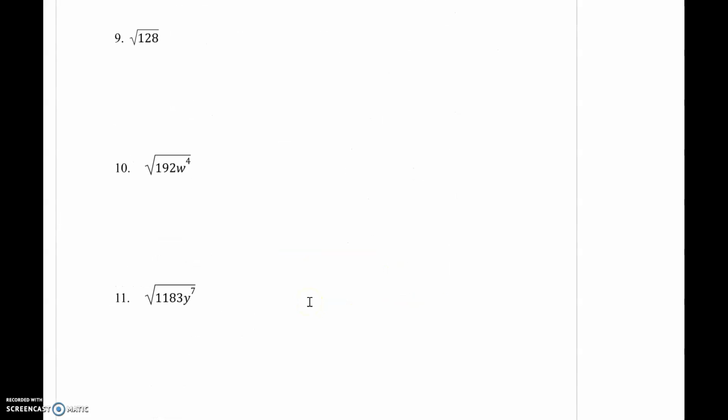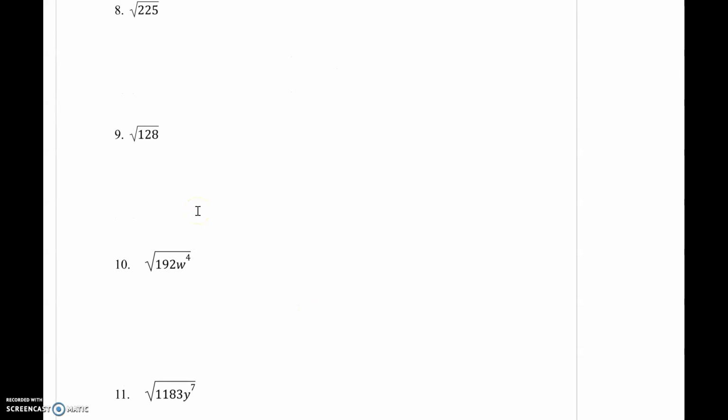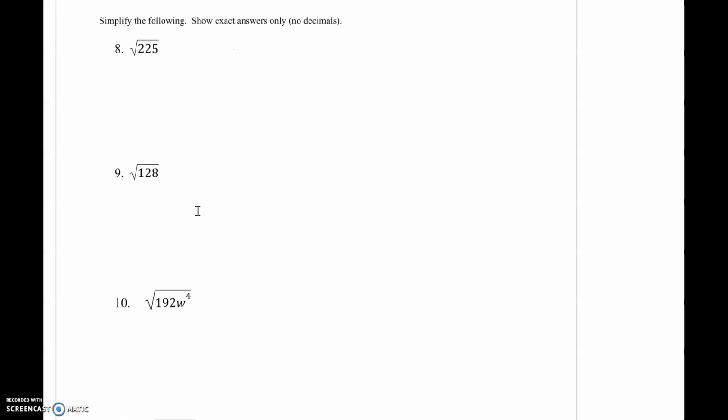Now, the last page has a couple examples, and it's worth your time to do these because look at these numbers. They're quite big. I'm going to go as fast as I can here, write our list of perfect squares again, just so that you can see them on the screen as I think through them.